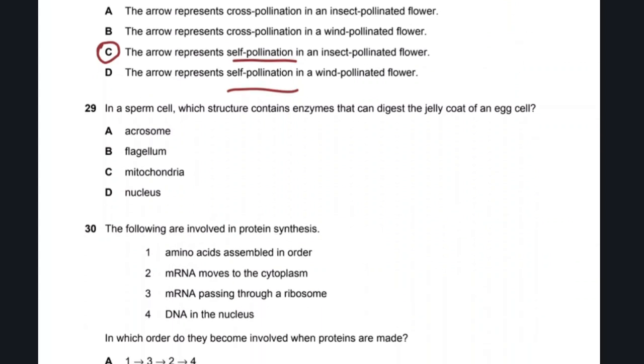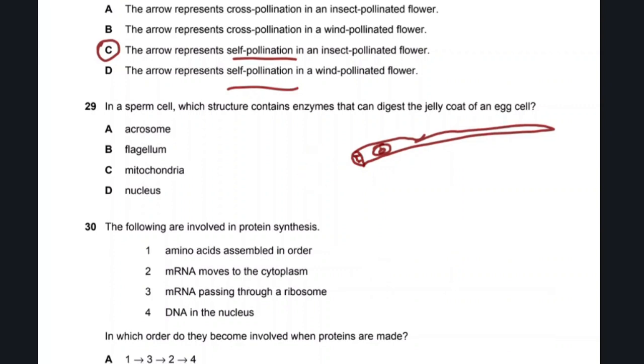In the sperm cell, which structure contains enzymes that can digest the jelly coat of the egg cell? If we draw a sperm cell, the sperm cell has the nucleus and this area which contains the acrosome enzyme. The acrosome area contains the enzyme which breaks down the protein coat present in the outer layer of the egg cell. So acrosome is that area.